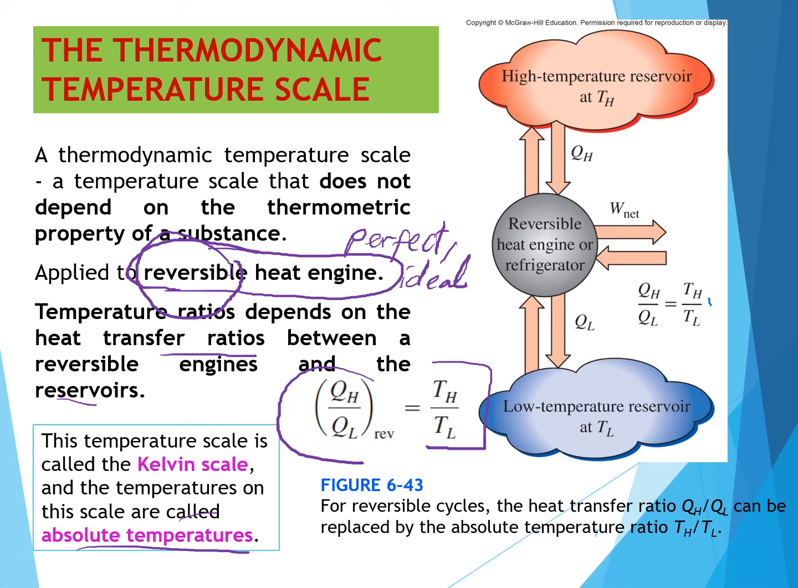Alright, this figure 6.43 just shows that for a reversible cycle or a perfect cycle, the heat transfer ratio QH over QL can be replaced by the absolute temperature ratio of TH over TL, which satisfies this equation.